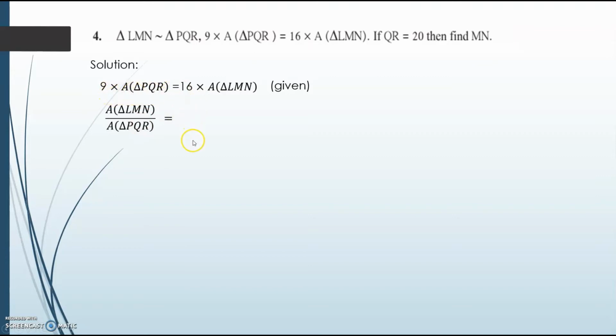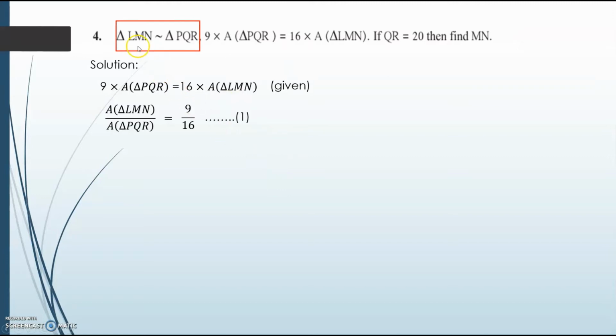Whether it is going to be 9 upon 16 or 16 upon 9, the rule is when you cross multiply, you should get this above step. So what will it be? Think well and write. So that's going to be 9 upon 16, because when you cross multiply, that is 9 multiplied by area of triangle PQR is equal to 16 multiplied by area of triangle LMN, as it is given. So that's what we'll take as 1.